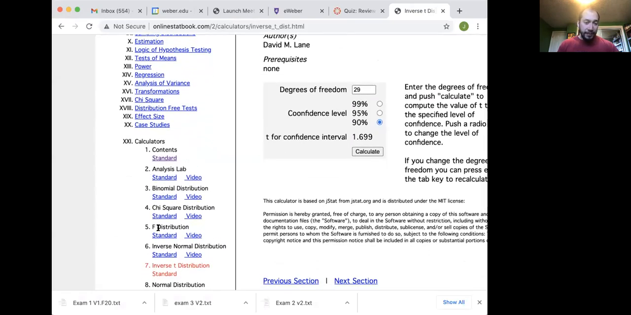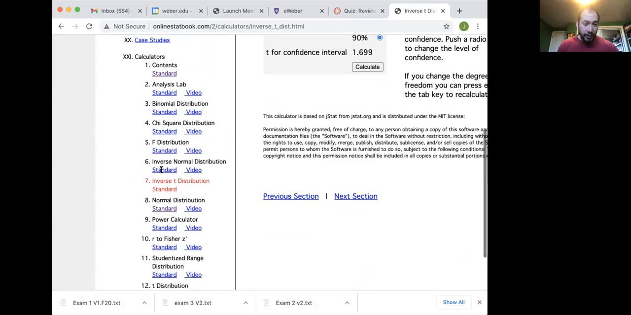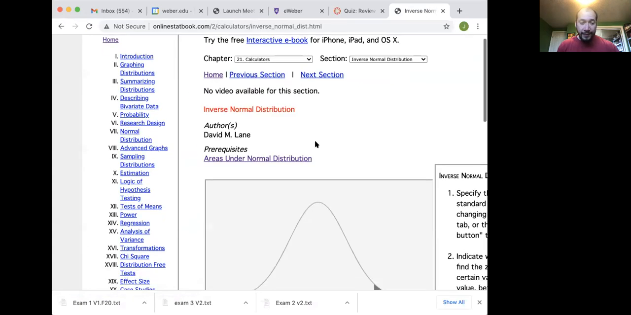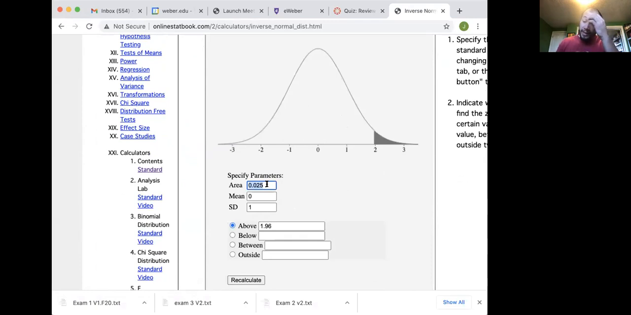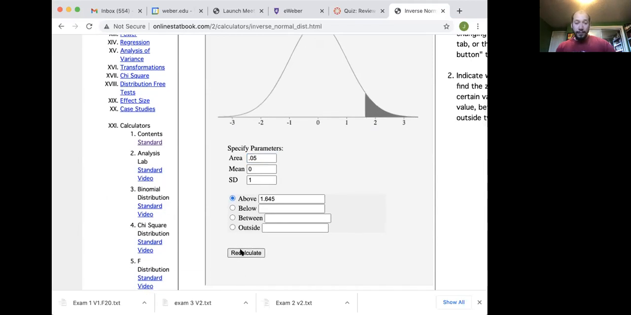Under the calculator section, you need to go to the inverse normal distribution right here. Under the area, you want to put alpha over 2. Alpha over 2 is 5%, so it'd be 0.05. Because we're using a z-score, it's always going to be mean 0, standard deviation 1. I would recommend putting the above, and it's going to tell you that the above is going to be 1.645. So that's our value of z alpha over 2. If you did below, you get the same number, but it'd be negative. So it doesn't really matter if you do above or below, but I would suggest to do the above.